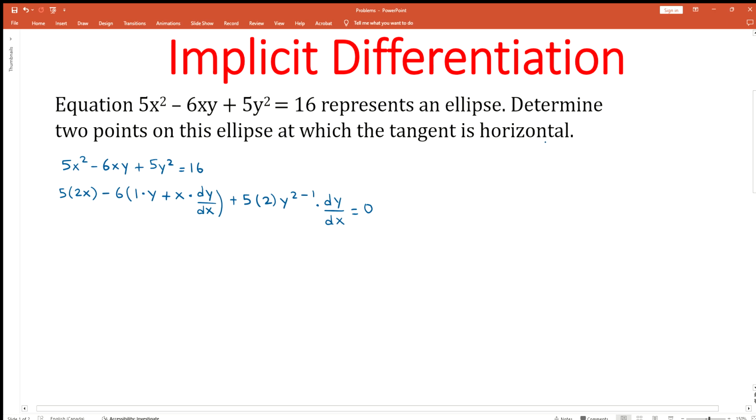This is the derivative of the given equation. Now we can simplify this equation and isolate dy over dx. 5 times 2x is 10x. We can distribute negative 6 into the parentheses. Negative 6 times 1 times y is negative 6y. Negative 6 times x is negative 6x. 5 times 2 is 10. The exponent on y is 1. y to the power 1 is equal to just y.